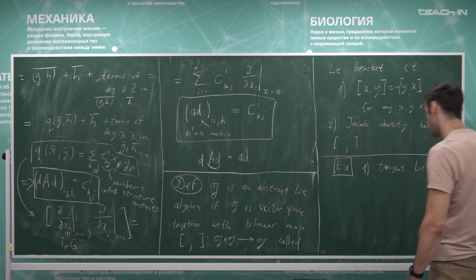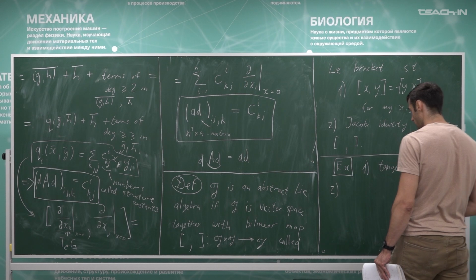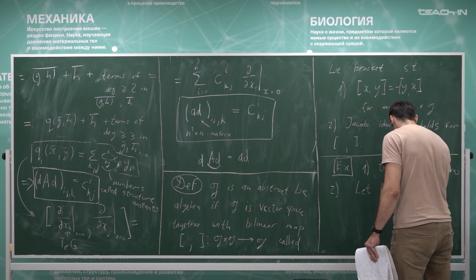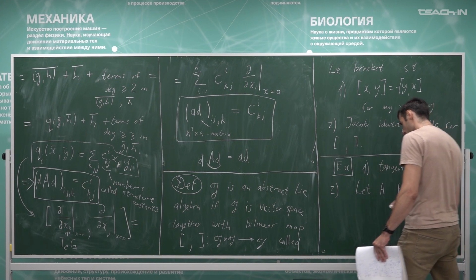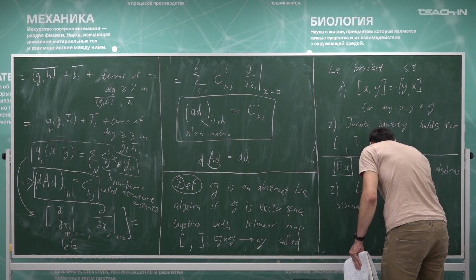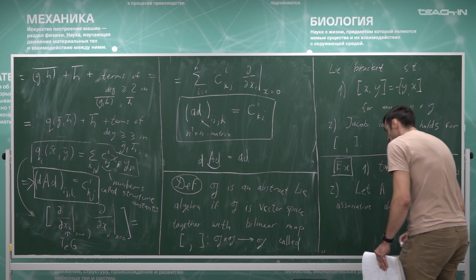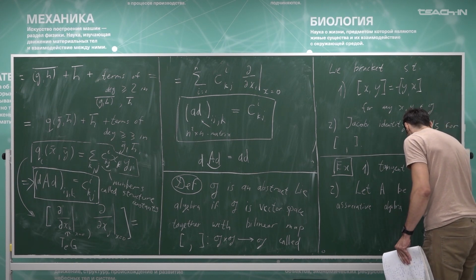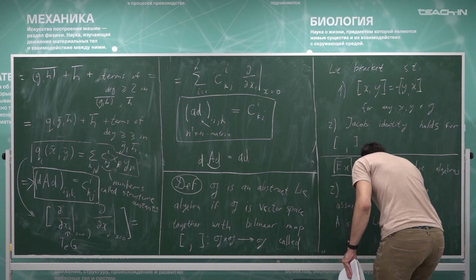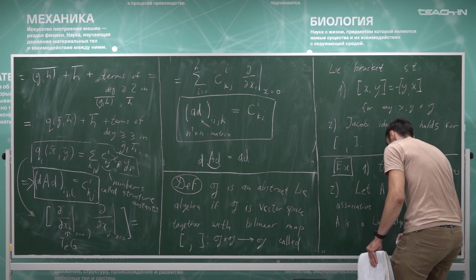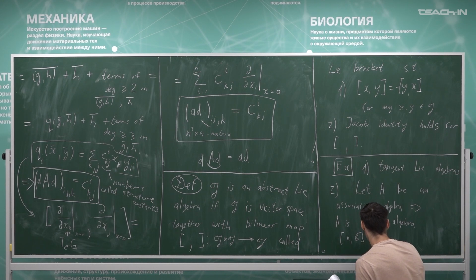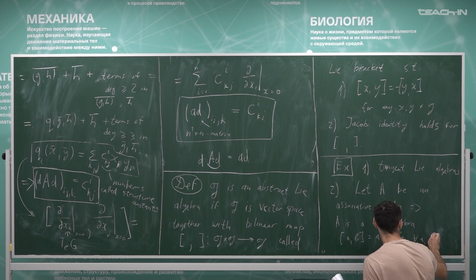Okay, so another example: suppose that I have, so let A be an associative algebra. Then A is a Lie algebra such that the bracket is given by the commutator. So the bracket is just AB minus BA for any a and b from A.